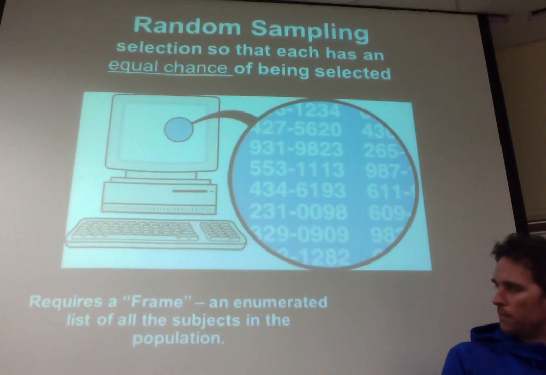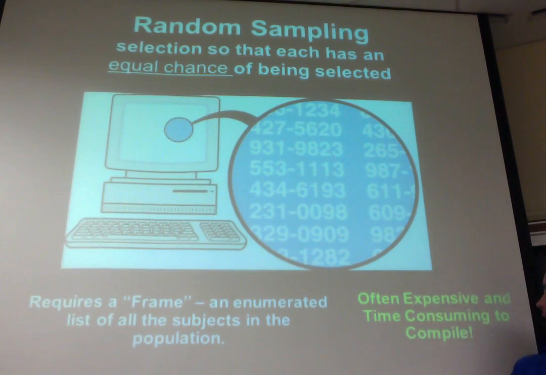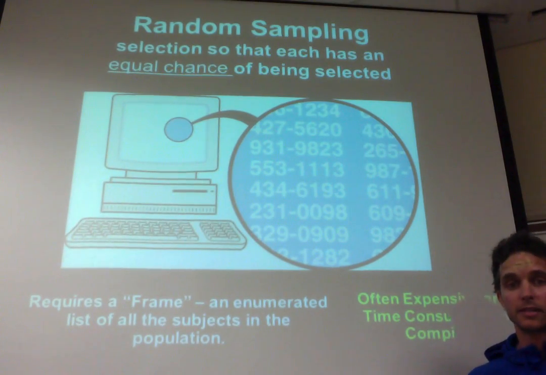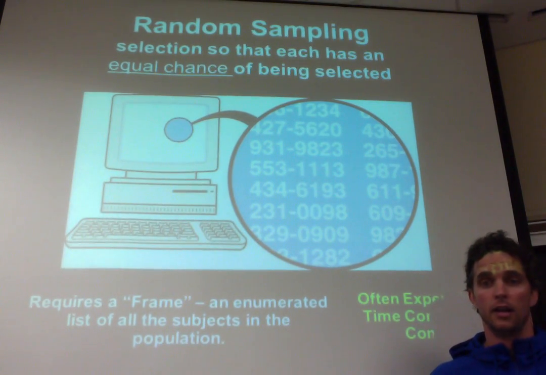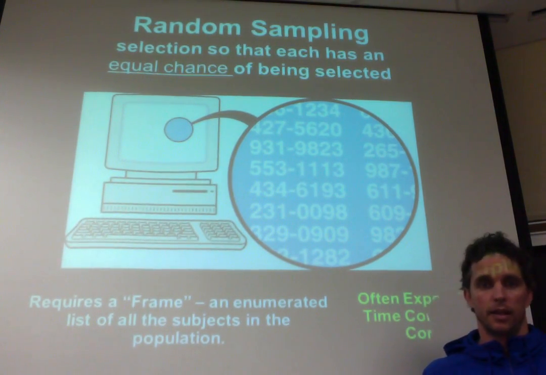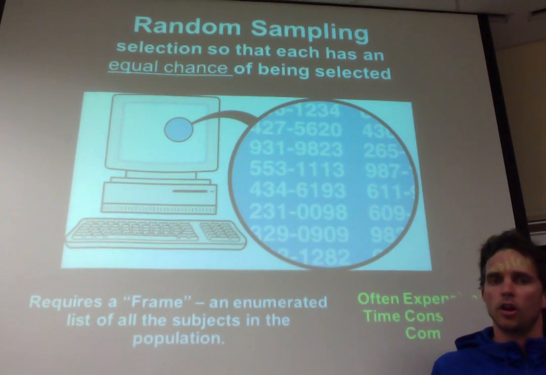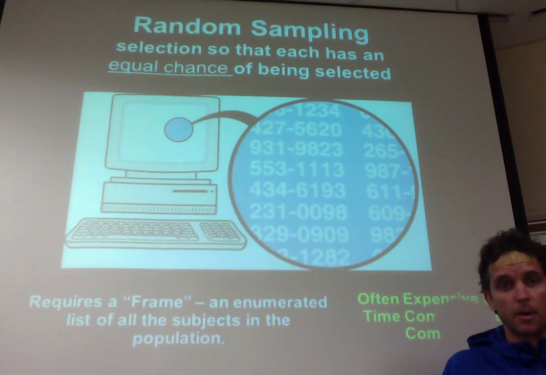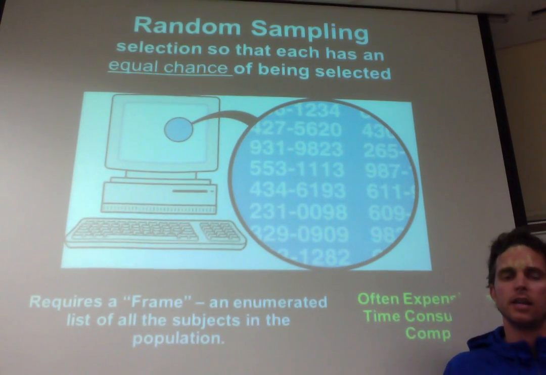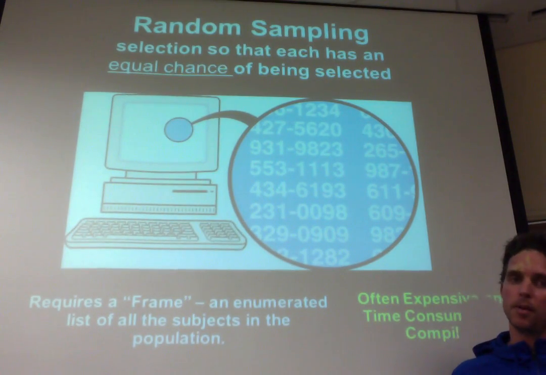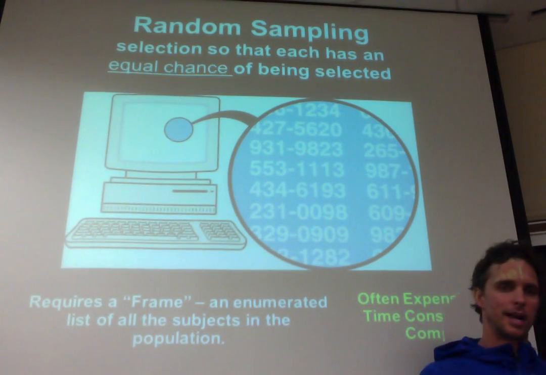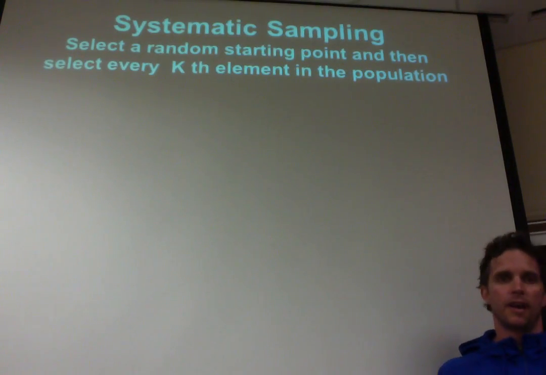Like we mentioned, it's often very expensive and time-consuming to get. And again, a lot of businesses have sampling frames. It's just like an email list. It takes a long time to accrue, a long time to make sure it's right. If somebody leaves the population, you have to update the list. There's a lot of maintenance to it. So when somebody has a sampling frame, you might pay a pretty penny for it. So moving on, we have systematic sampling.